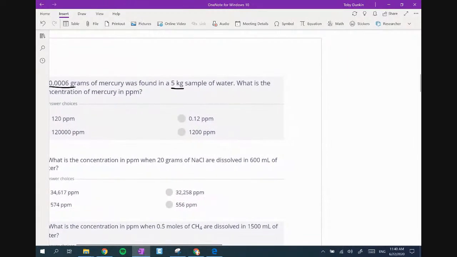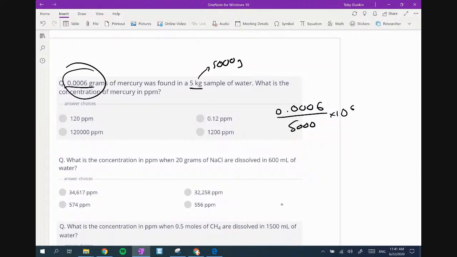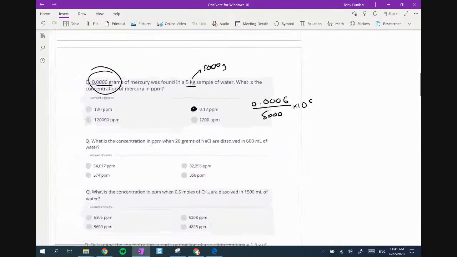Next. Okay, 0.06 grams are found in 5 kilograms. What is its ppm? That's great because I need to convert that to 5,000 grams. So 0.06 over 5,000 times a million, times 10 to the 6. Got to count my zeros there, guys. That's the trap. They're looking for a calculator error. Divided by 5,000 times 1 exponential 6 gives me 0.12. There's my answer. Let's just check that now. Oh yeah, that's absolutely fine. I like it. Parts per million.